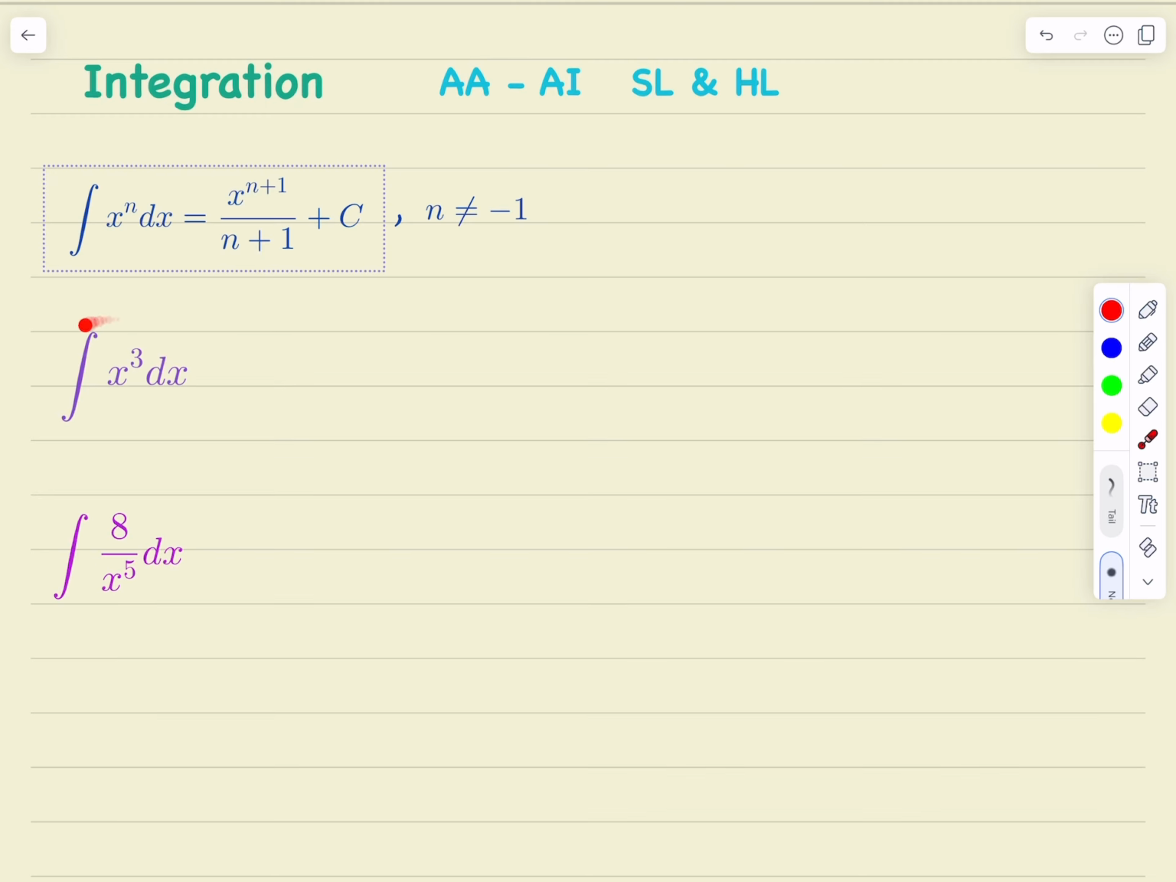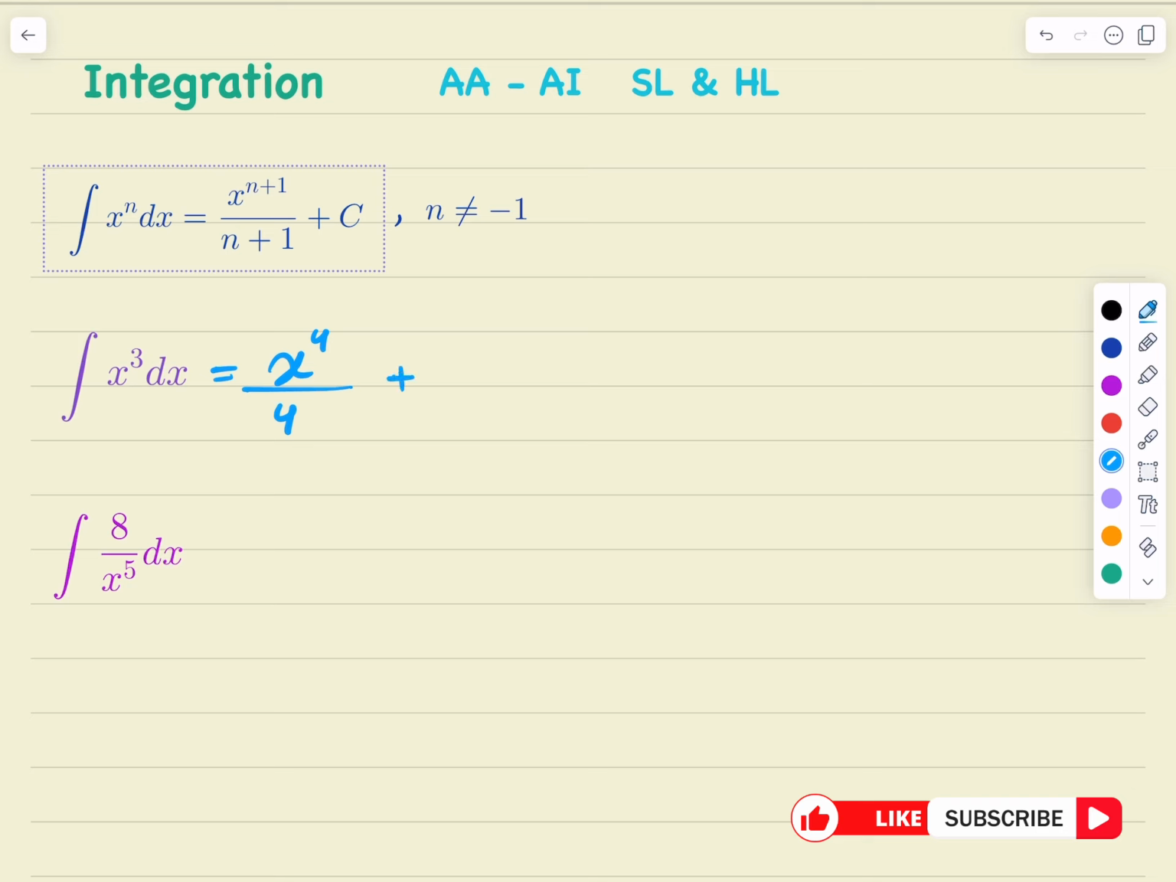Here we have another example that's very simple. Integration of x power of 3. So to integrate this, we increase this power of 3 by 1. As we said, it will be 4. And divide by the same new power 4, we put then plus constant c again.